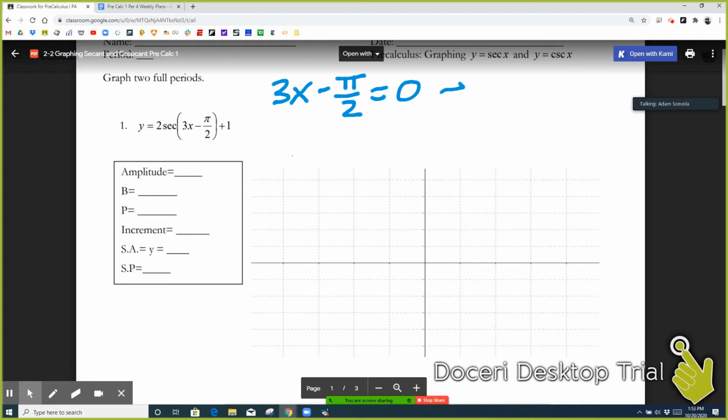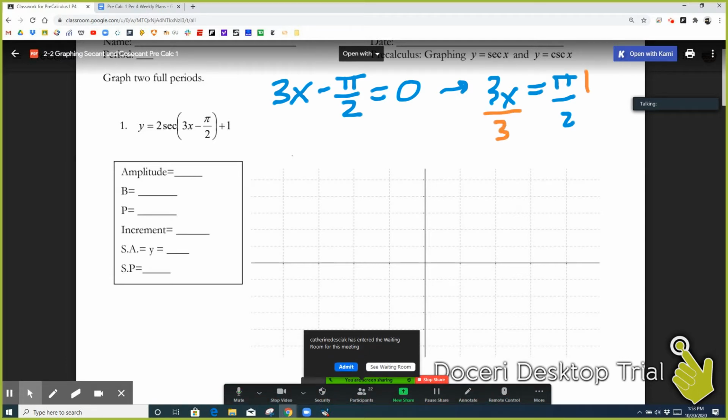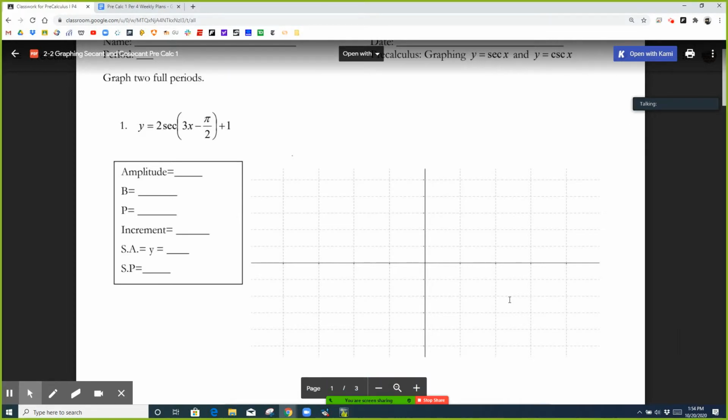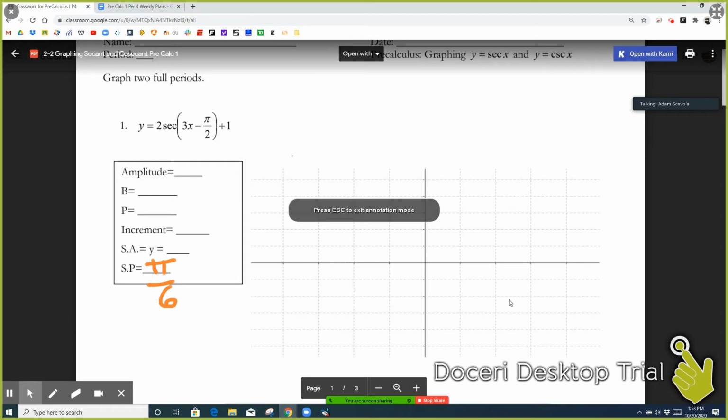All right, so let's solve for 0 here. If we add pi over 2 to both sides, and then divide both sides by 3, or multiply both sides by 1/3, then we get x is equal to pi over 6. So that's going to be our starting point. Our starting point is x equals pi over 6.